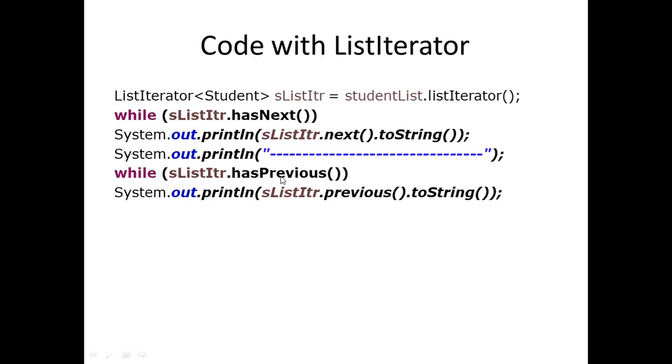So with reference to the present position of the sListIterator, is there a previous element? If the answer to that is yes, or if this boolean returns true, then all the previous elements will be printed. This is exactly what we'll be seeing.